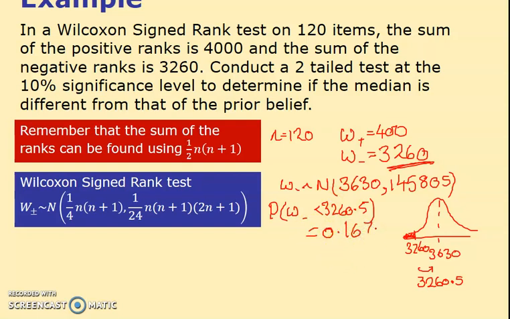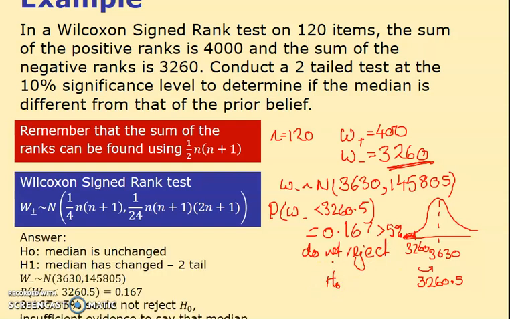And this time my probability is 0.167. Now this is a two-tailed test at the 10% level, so 5% each end. So this is bigger than 5%, so this is another do not reject. See if I got the question right this time. Do not reject H0. Insufficient evidence to say that the median is different from prior belief, though it is cut off at the bottom. You get the idea.